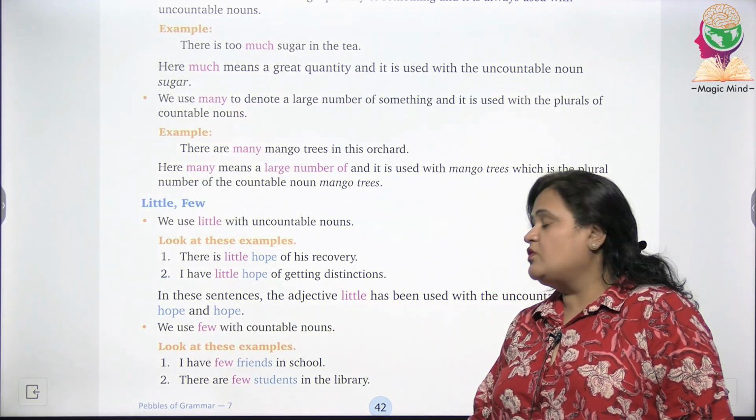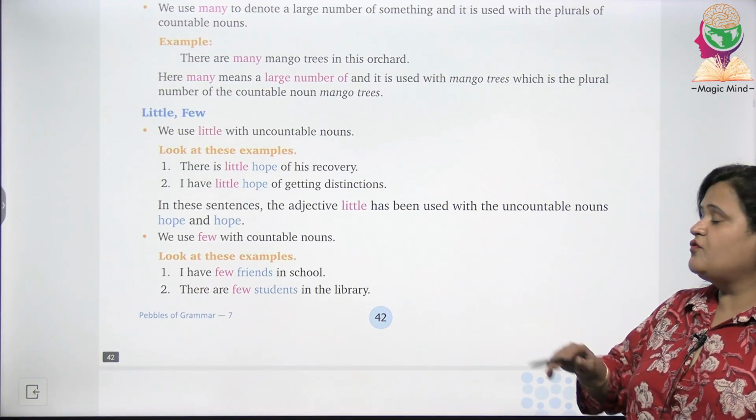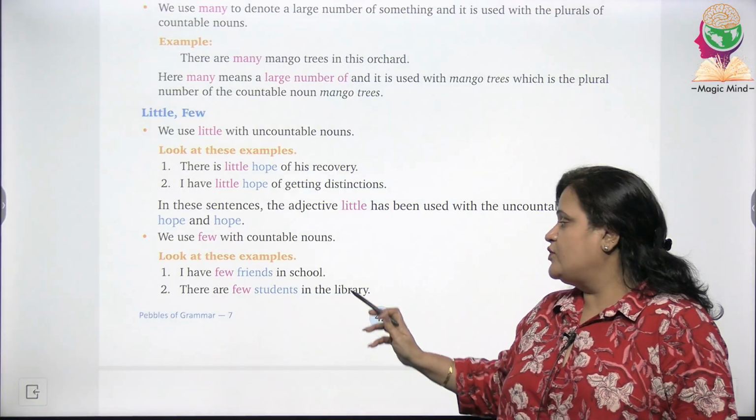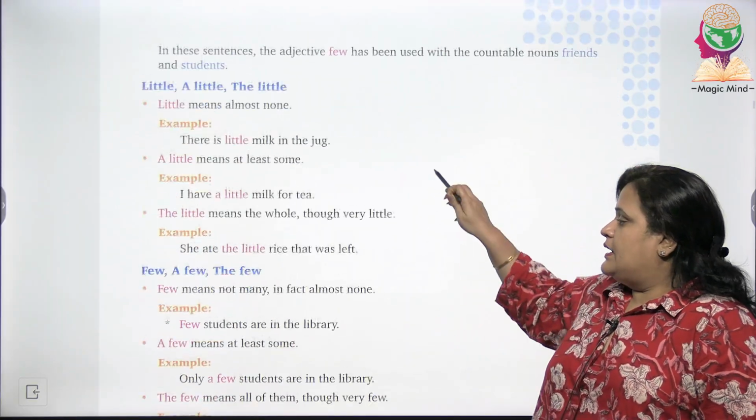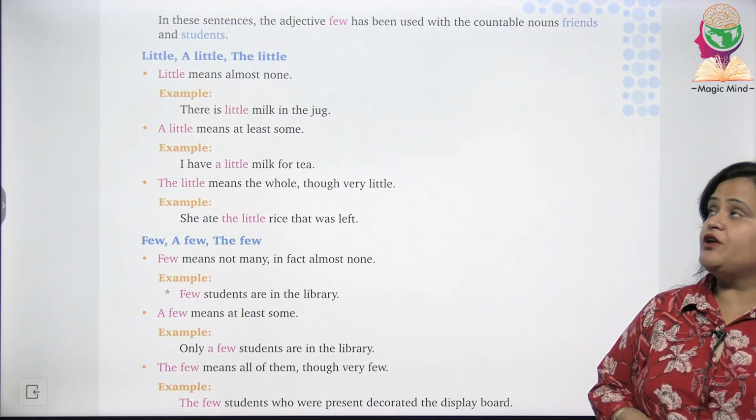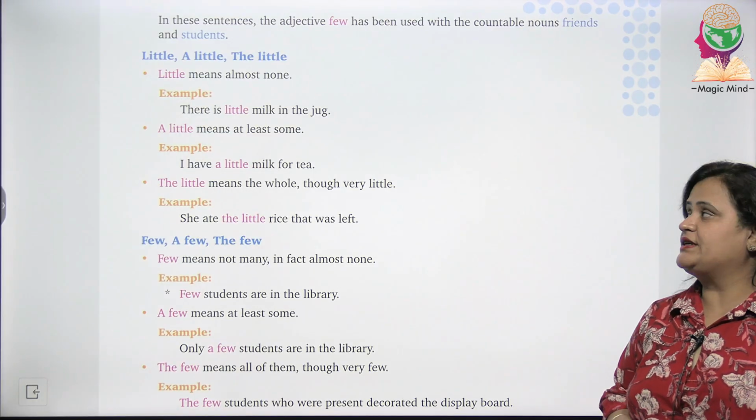We use few with countable nouns. Look at these examples. I have few friends in school. There are few students in the library. In these sentences, the adjective few has been used with the countable nouns friends and students.